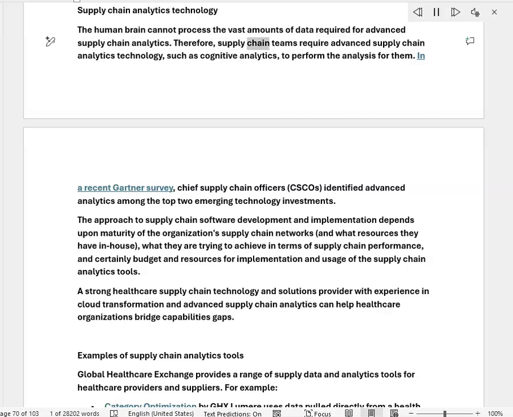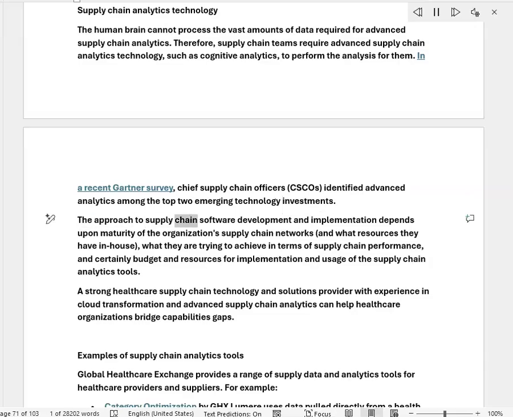Therefore, supply chain teams require advanced supply chain analytics technology, such as cognitive analytics, to perform the analysis for them. In a recent Gartner survey, Chief Supply Chain Officers, CSCOs, identified advanced analytics among the top 2 emerging technology investments.